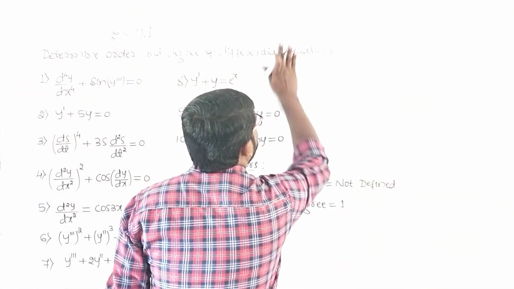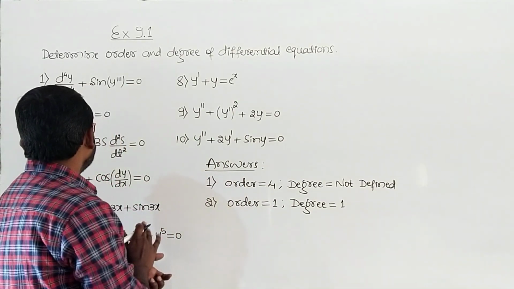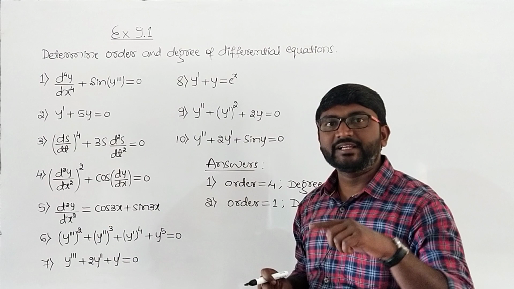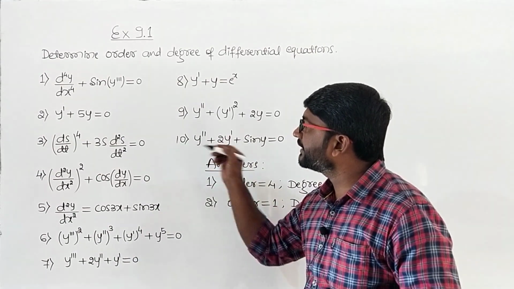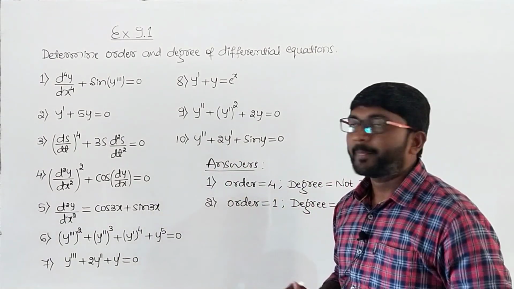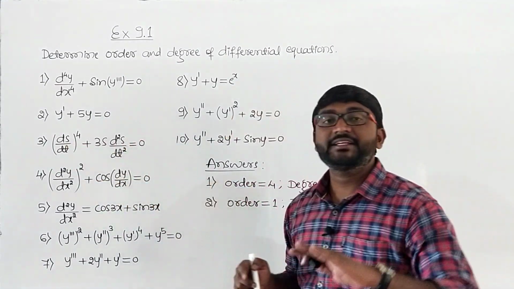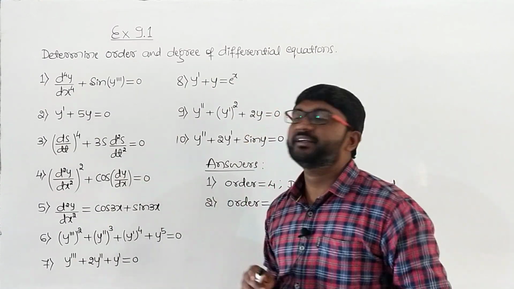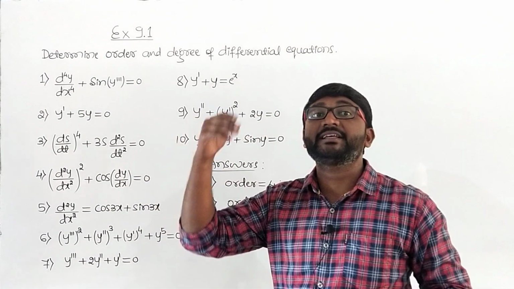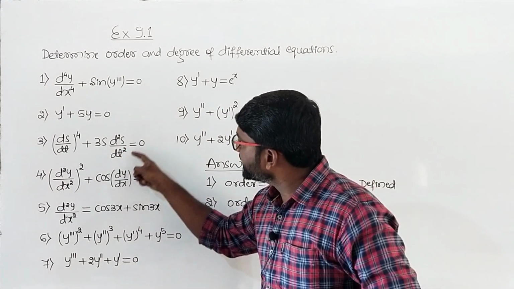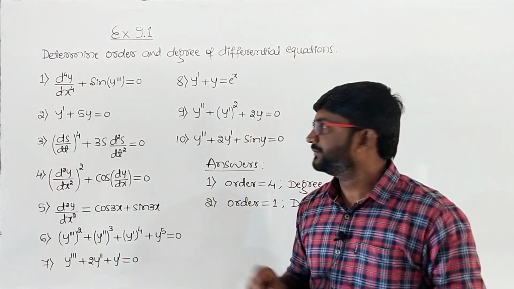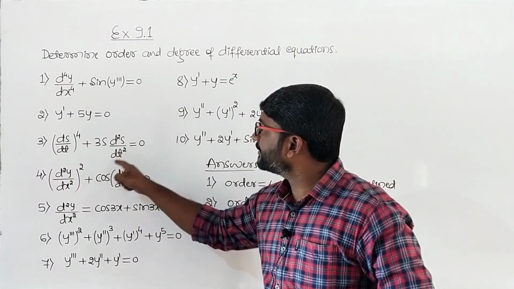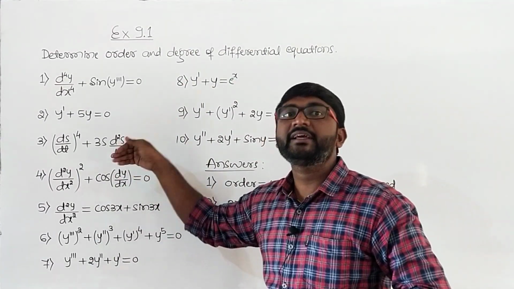Now we'll take up the third one: (ds/dt)^4 plus 3s times d^2s/dt^2 equals 0. Here search for the highest order derivative. Here you have the first order derivative, here you have the second order derivative. Always we should look for the highest order derivative. This is going to be the order of the differential equation. What is the highest power of the highest order derivative? The power of this will be 1. So order is 2, degree is 1.